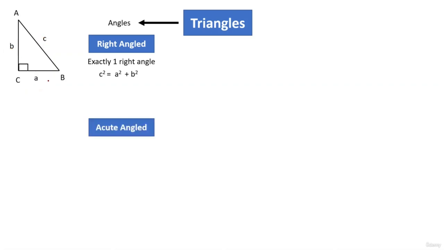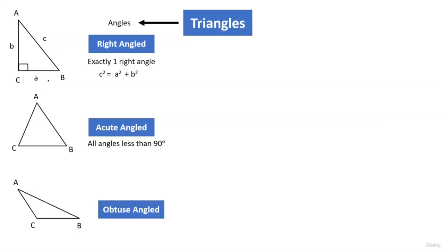Okay guys, now the second kind of triangles are acute angle triangles. Acute angle triangles have all the angles less than 90 degrees. No angle in this will be 90 degrees or a right angle. And last we have obtuse angle triangles. Obtuse angle triangles have exactly one angle that will be greater than 90.